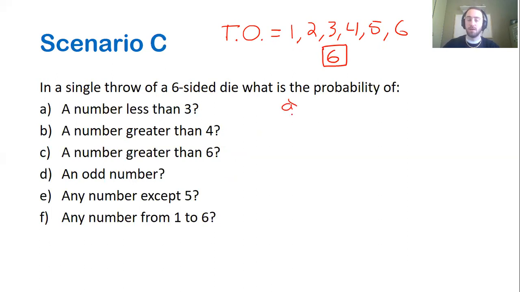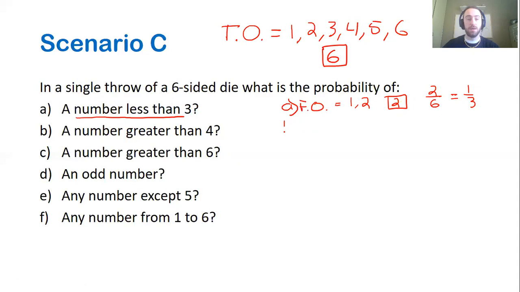For A, we need to determine our favorable outcomes first. Our favorable outcomes are a number less than 3, which is just 1 or 2. So there are only 2 favorable outcomes, 2 out of our 6 total outcomes. So our probability is 2 over 6, or 1 over 3.